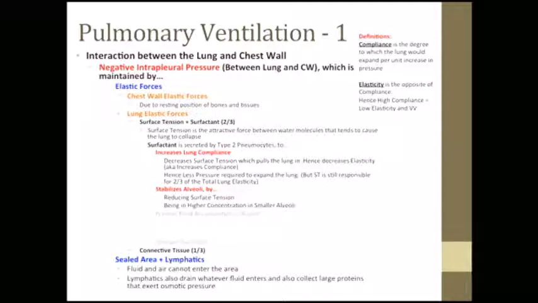Okay, so surfactant also prevents fluid accumulation in the alveoli, and this is because not just is it preventing the attractive forces between the water within the alveoli, it also prevents attractive forces between the blood vessels and the alveoli as well, so it doesn't pull water from the blood vessels into the alveoli and cause things like pulmonary edema.